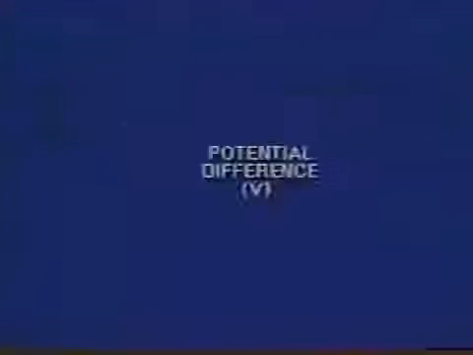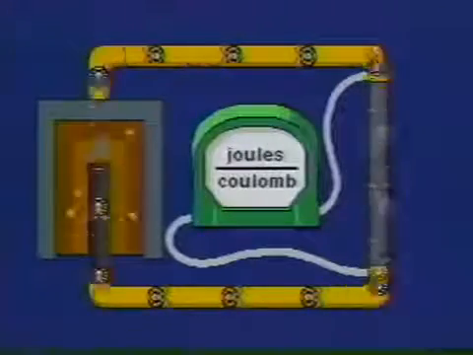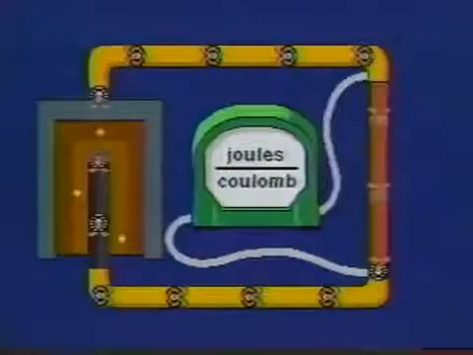Another concept that helps us describe a circuit is potential difference. The potential difference between any 2 points in a circuit is measured in volts. It is simply the number of joules of energy per coulomb that is changed to some other form of energy as the charge flows from one point to another.